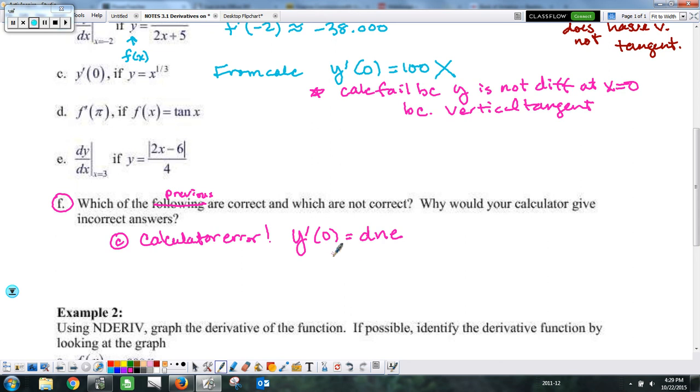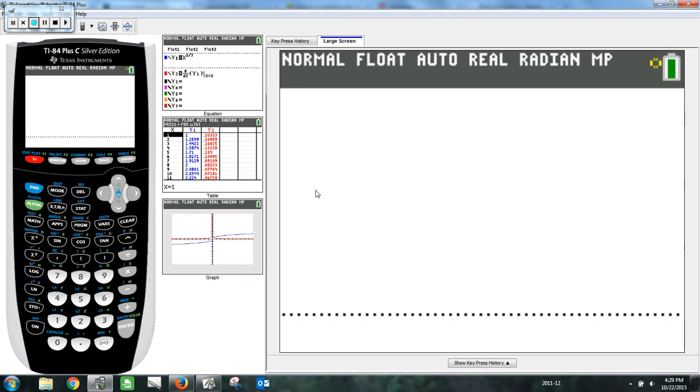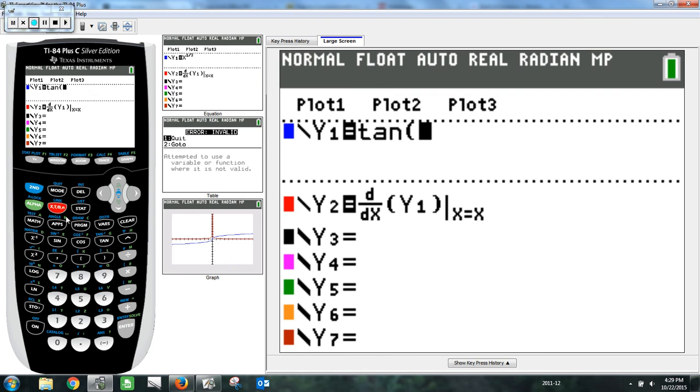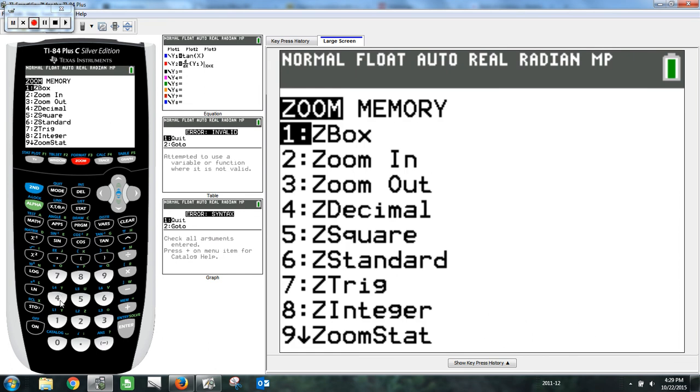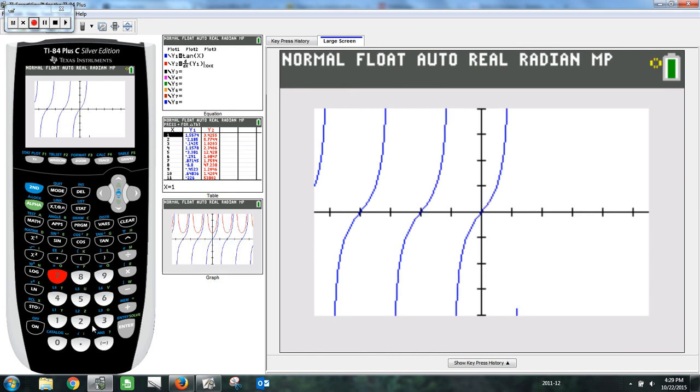All right. Now let's take a look at our tangent. So I go back to my y equals, I put in my tangent of x, and make sure your mode is in radians, which I know mine is. Let's do zoom trig, because that's a trig function, so zoom and 7. And we notice that we have a trig function which does have discontinuities at pi over 2 and negative pi over 2 and so on.